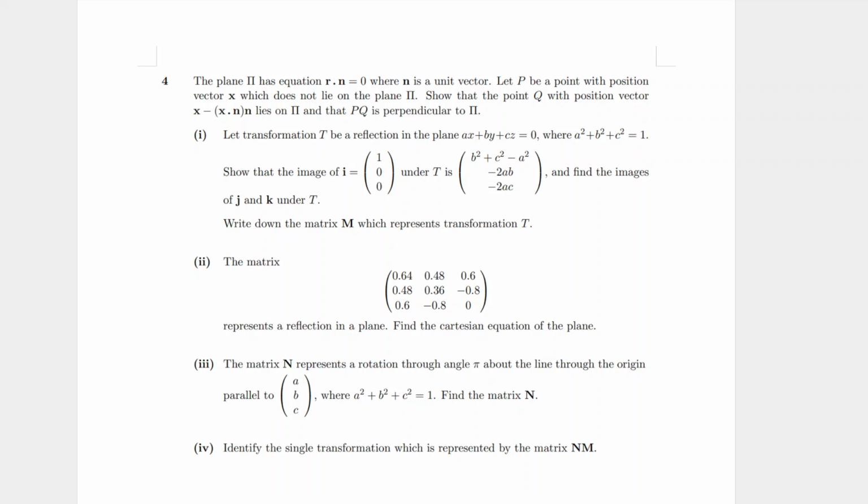Again, so Q lies on Π. How do I prove that it lies on Π? Well, you chuck it in. So x minus (x dot n) n, dotted with n. That's what we have to find. What does that equal to? That equals x dot n minus (x dot n)(n dot n).